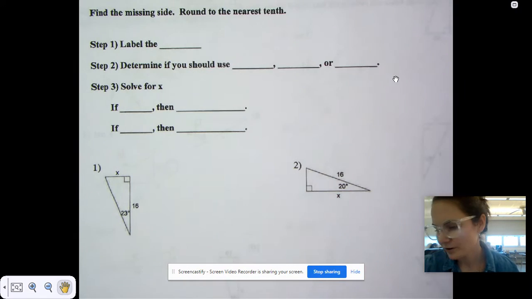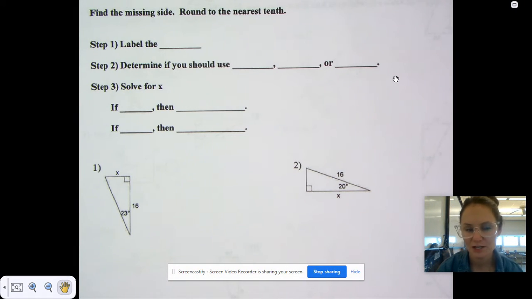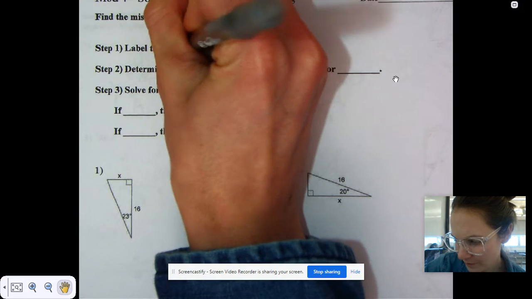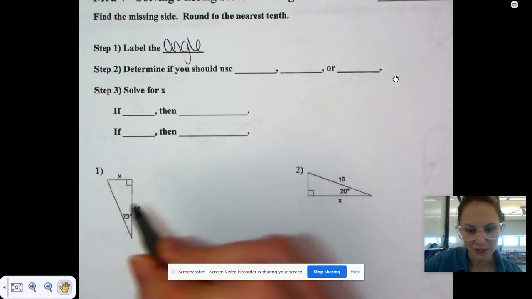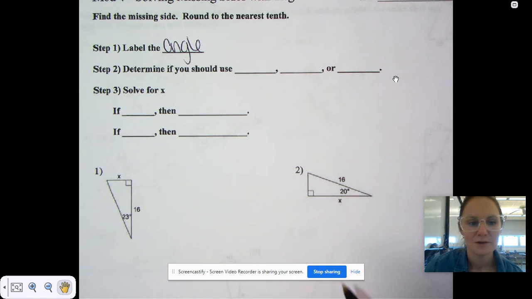All right, hello. We are going into the second section for our trigonometry unit, and this is for finding a missing side of your right triangle. So we have some notes to fill out here at the top. First, you're going to label your angle, where your angle is. So we can see that here, like 23, 20.